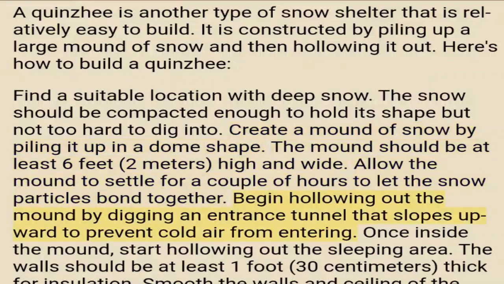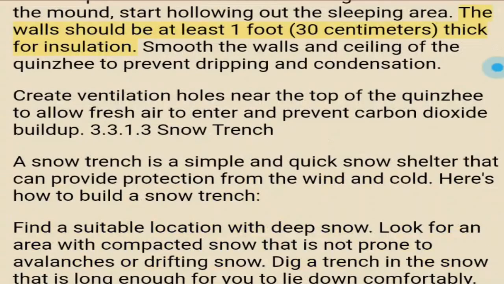Begin hollowing out the mound by digging an entrance tunnel that slopes upward to prevent cold air from entering. Once inside the mound, start hollowing out the sleeping area. The walls should be at least 1 foot, 30 centimeters, thick for insulation. Smooth the walls and ceiling of the quincy to prevent dripping and condensation. Create ventilation holes near the top of the quincy to allow fresh air to enter and prevent carbon dioxide buildup.